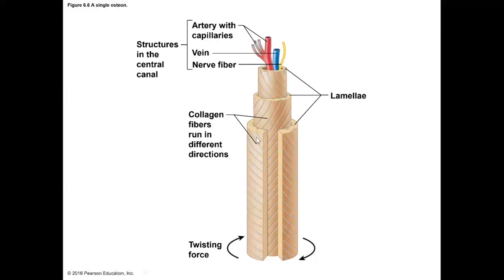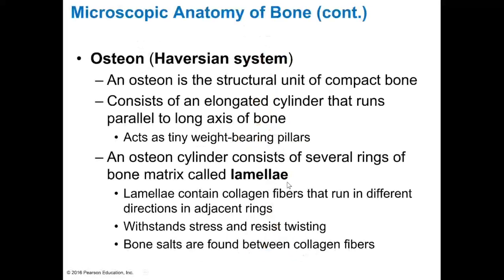it says like one ring, two, three, and there's the Haversian canal. But this one kind of goes clockwise, and that goes counterclockwise. And the next one goes clockwise. And that's what it says, they run in different directions. Now, the reason for that is a twistor resistor withstands stress and resists twisting.